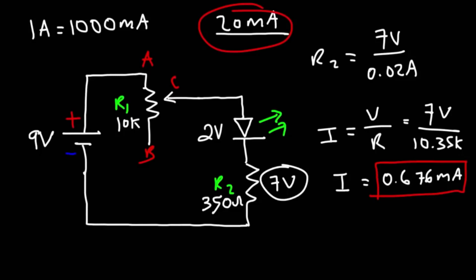So when R1 is set to 0K, the current is going to be very high, which means the LED will be super bright. If we adjust R1 to 10K, the current flowing in the circuit will be very low, which means the LED will be very dim. So thus we could use a potentiometer for brightness control. The potentiometer can help us to adjust the resistance in the circuit, thereby adjusting the current flowing in the circuit, thus controlling the brightness of the LED. So that's one of the many applications of potentiometers in electronics.